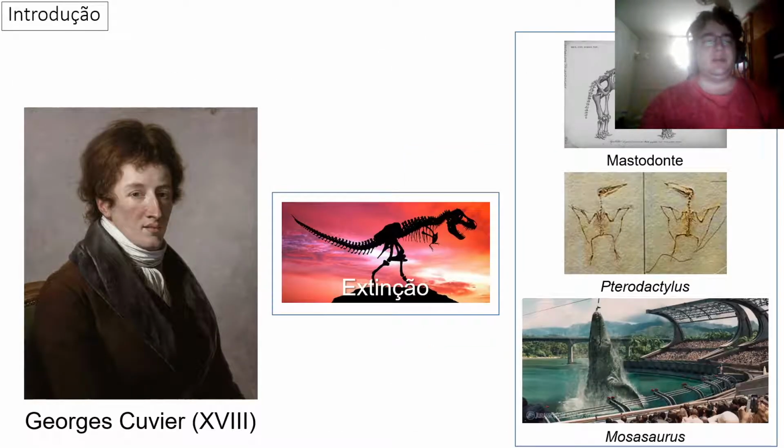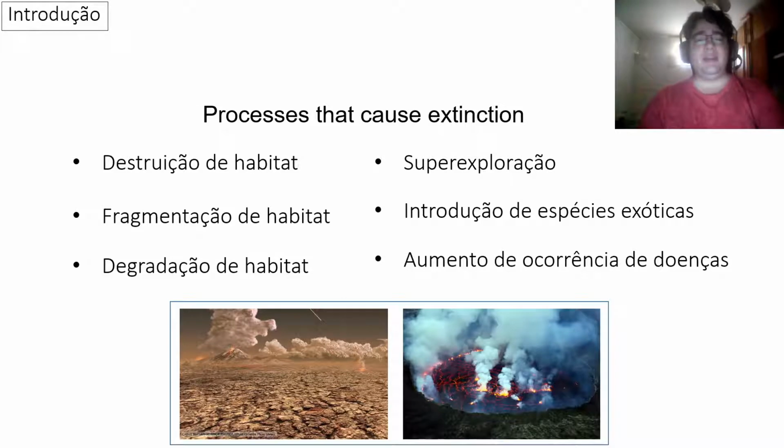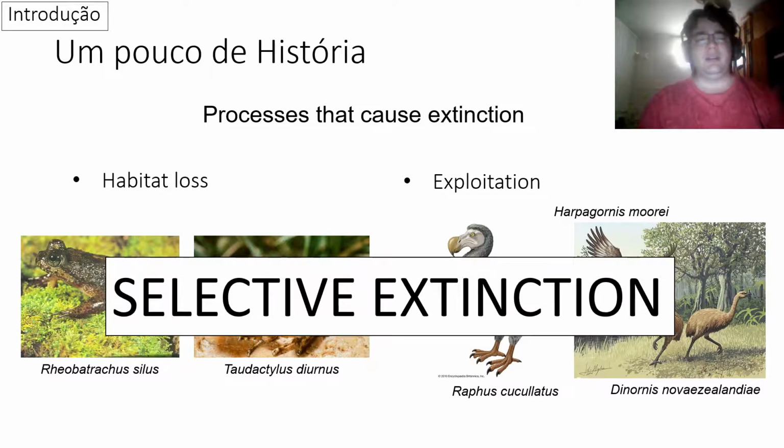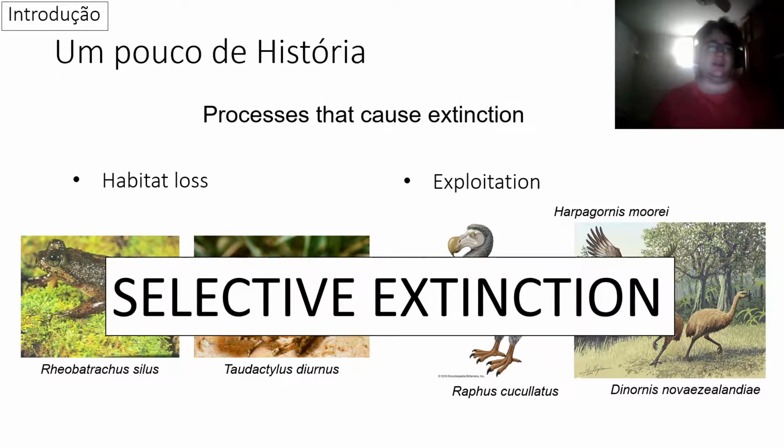So we know that George Cuvier introduced the extinction, the fact that species come to extinction, and there are processes that cause extinction, such as habitat loss and exploitation. But this habitat loss and exploitation, for example, they show selective extinction. So extinction is not random, as we saw in my master's dissertation.